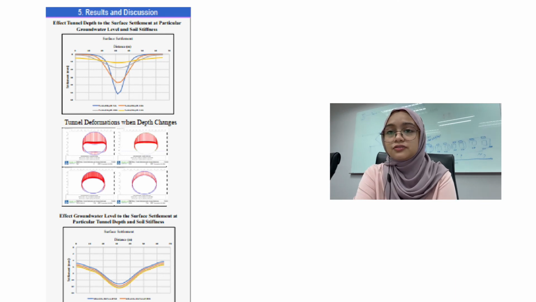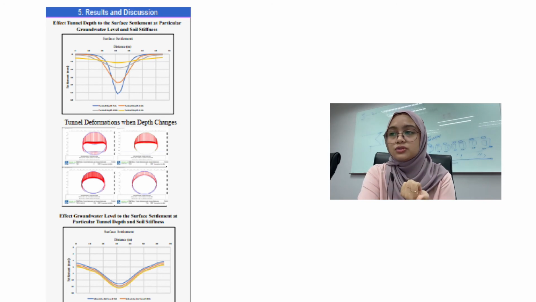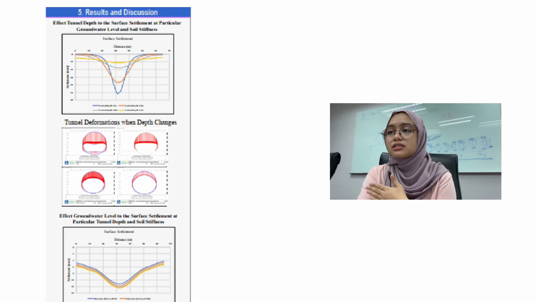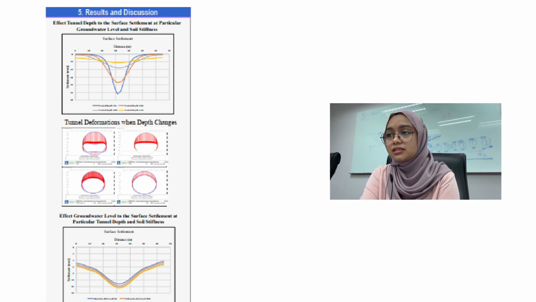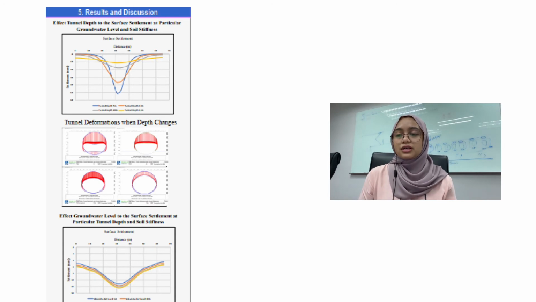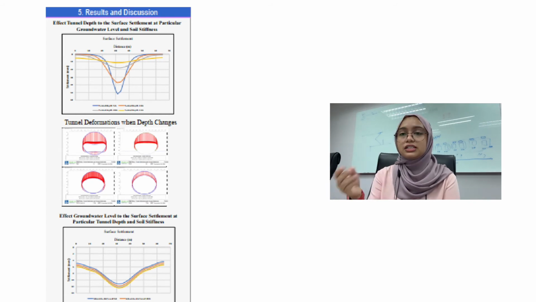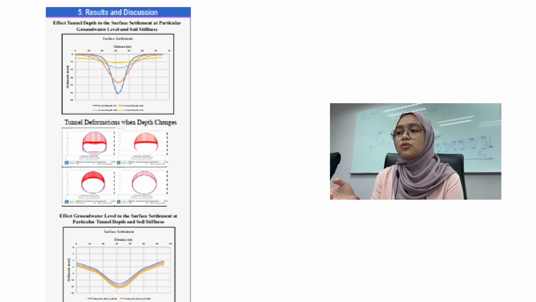So from this graph, we can see that the highest settlement produced is the tunnel depth at 5 meter, and the lowest settlement produced is tunnel at the 32 meter below the ground. So from this case, we can see that the settlement produced is decreasing when the tunnel depth is increased.